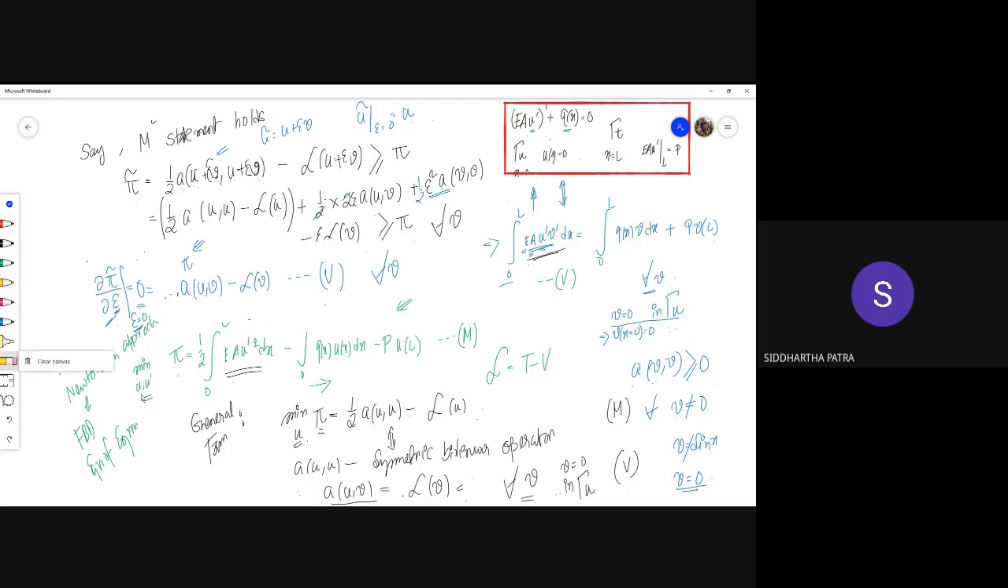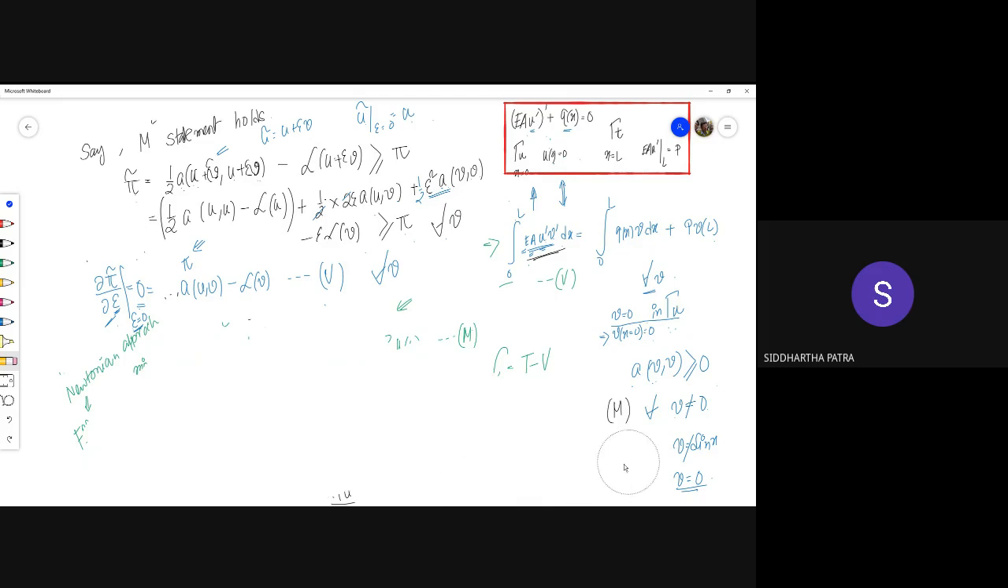Now let us see how we get from V statement to M statement. So let's start with V statement. Say V statement holds, which basically means for any arbitrary V, U is such a function that this holds.